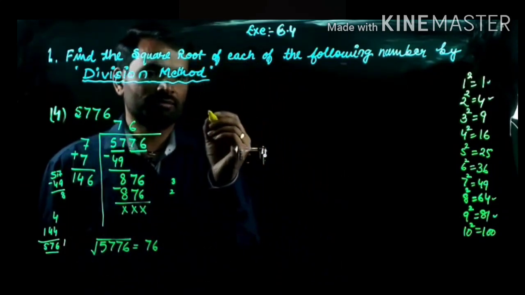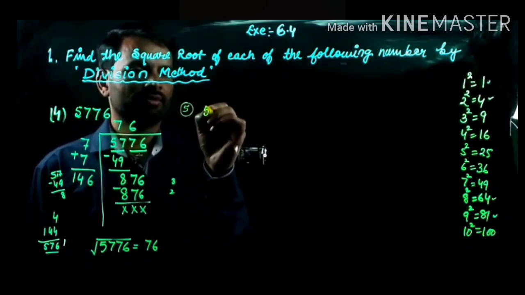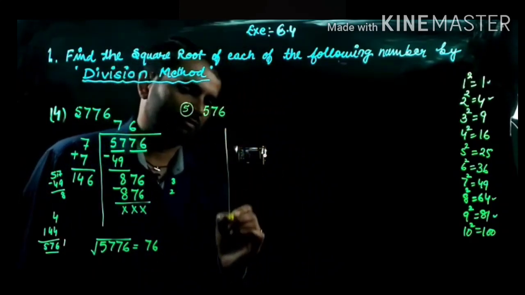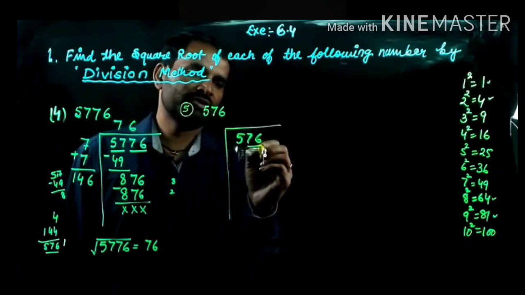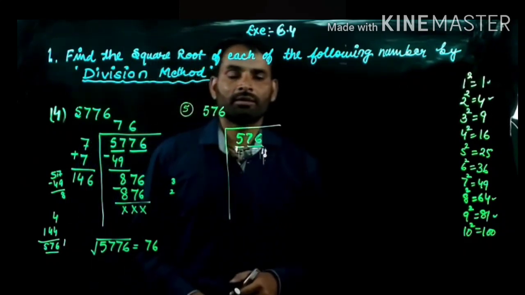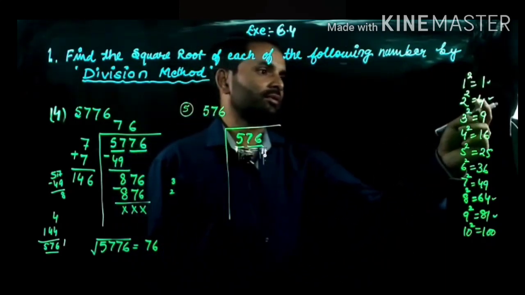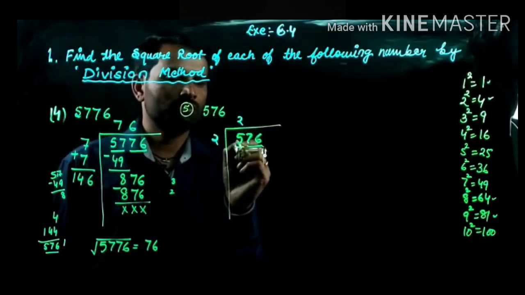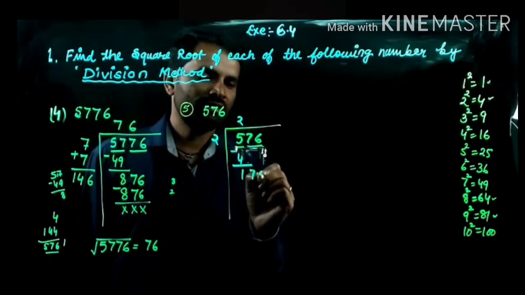Now the next number is a 3-digit number, question 5. The number is 576. First we draw the lines, write the number 576 and make a pair. The first two digits from the right-hand side are the first pair, and the last 5 is a single digit. The 5 comes between 4 and 9. So the first divisor is 2, 2 2 is 4, leaving 1, and the second pair is 76.